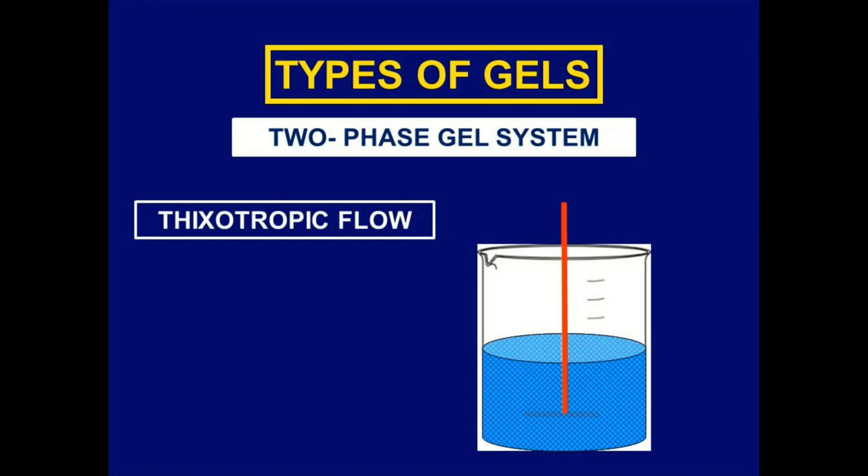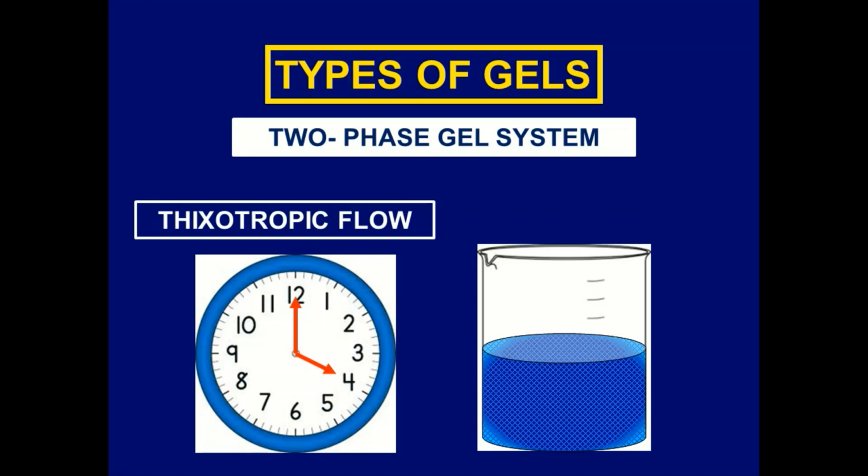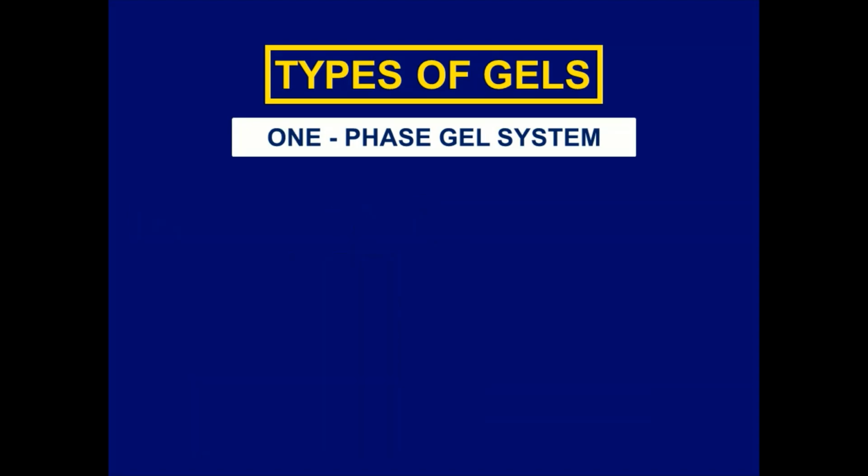In thixotropic shear thinning flow, when you stop applying shear, over time you will find the viscosity of your system increases after stopping shearing. Okay, this is what about two-phase gel system.